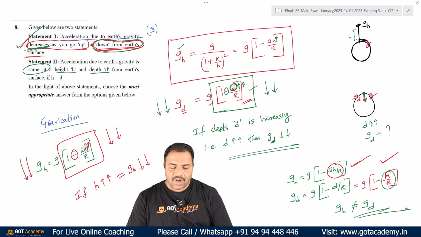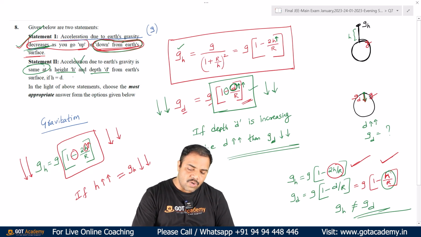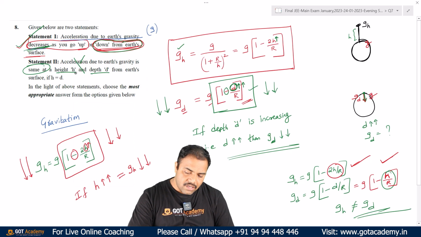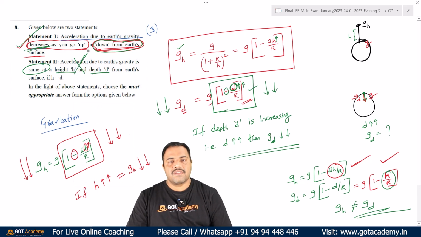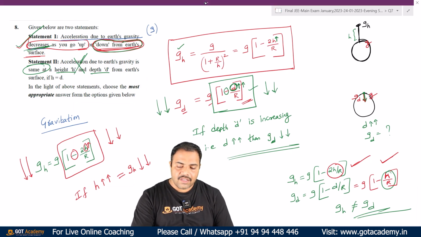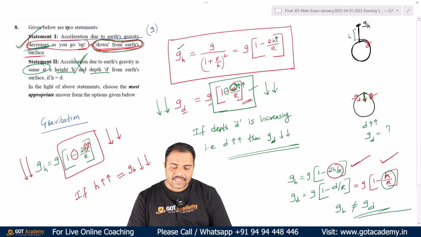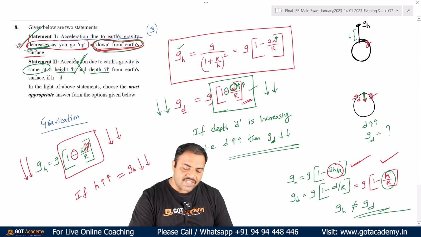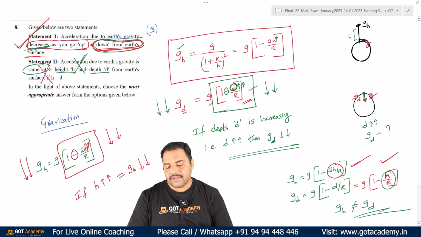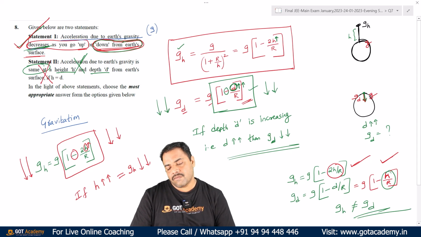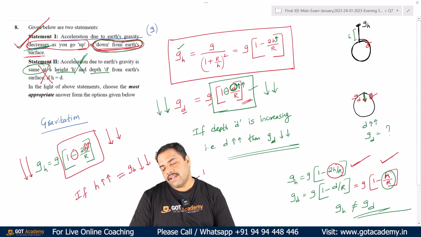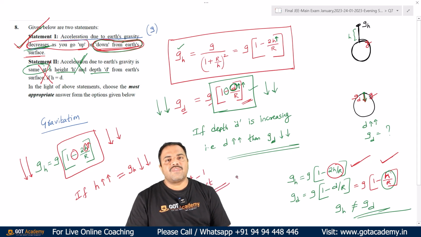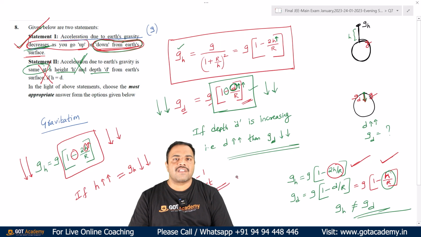So now I say that statement 2 is wrong. Then what is the right answer? We have to choose only one option. So only statement 1 is correct and statement 2 is wrong. With this we have completed our 8th question. Now let us move on to the next one.